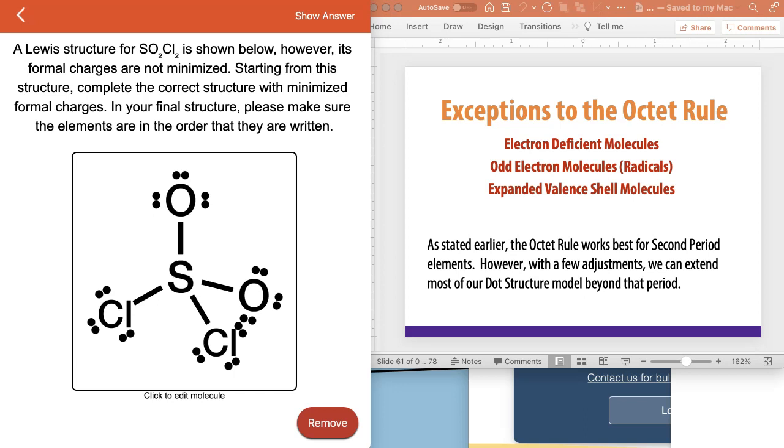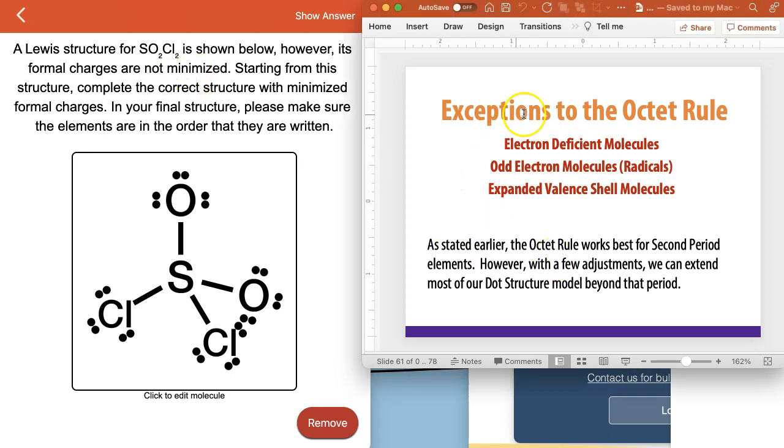I just wanted to walk through one of these final problems here. We didn't quite get to that in class, but we did do that during lab. So we've got an example here where we're looking at SO2Cl2 and we're trying to minimize the formal charges.